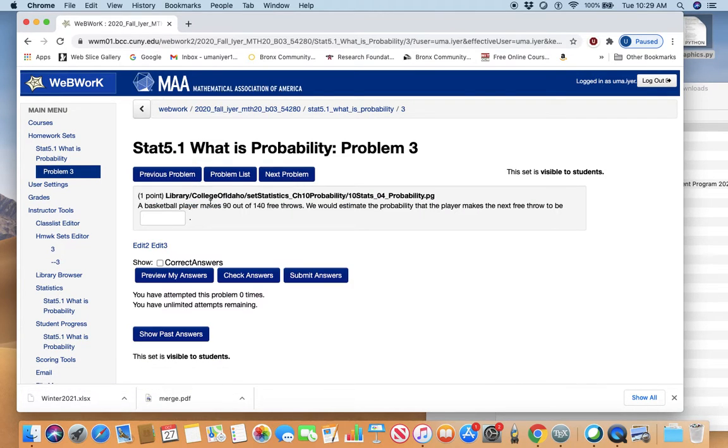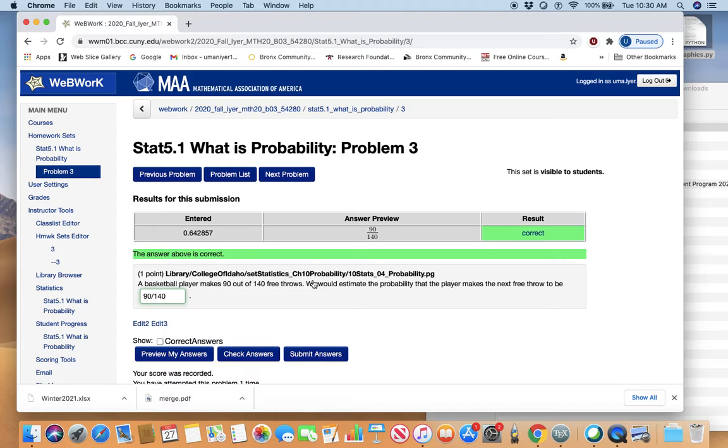Next problem. A basketball player makes 90 out of 140 free throws. So the frequency is 90 out of 140. We would estimate the probability that the player makes the next free throw to be 90 out of 140. That's the probability that the player will make the next free throw, because 90 out of 140, he was able to make the free throw. All right. Next.